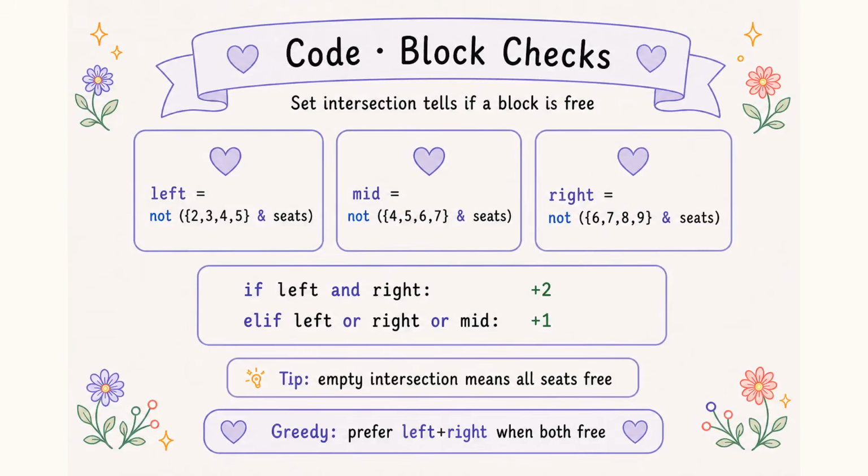The block checks use set intersection. Left is free when the intersection of seats 2, 3, 4, 5 with reserved is empty. Same idea for right 6 through 9 and middle 4 through 7. Prefer left plus right when both are free, because that gives 2 families instead of 1.